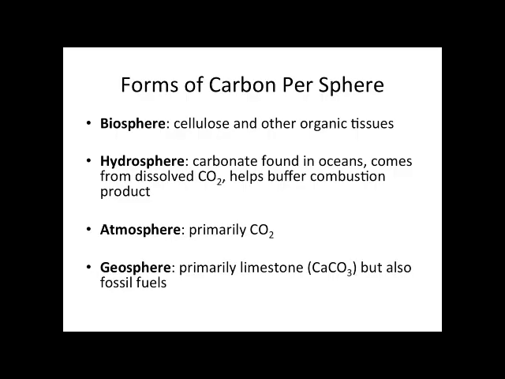So here's a list of some of the forms in each of the things. In the biosphere, cellulose. In the hydrosphere, carbonate or bicarbonate are found in the oceans. Carbon dioxide is in the atmosphere, and limestone is actually the major form of carbon in the geosphere. It is calcium carbonate, which is limestone. There are other carbonate rocks that exist in the geosphere as well.